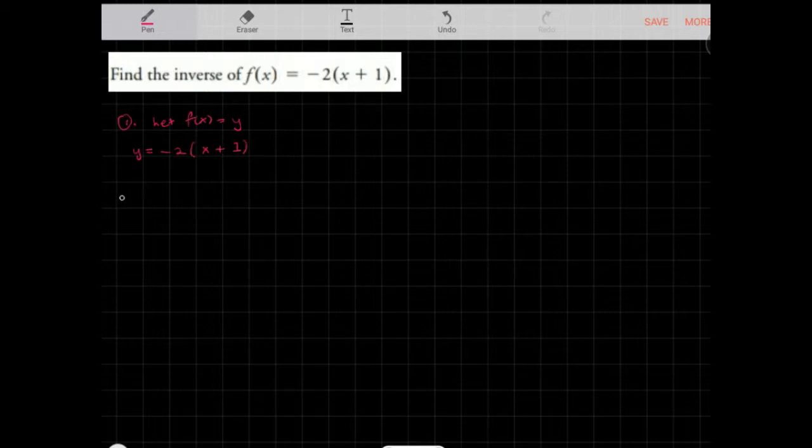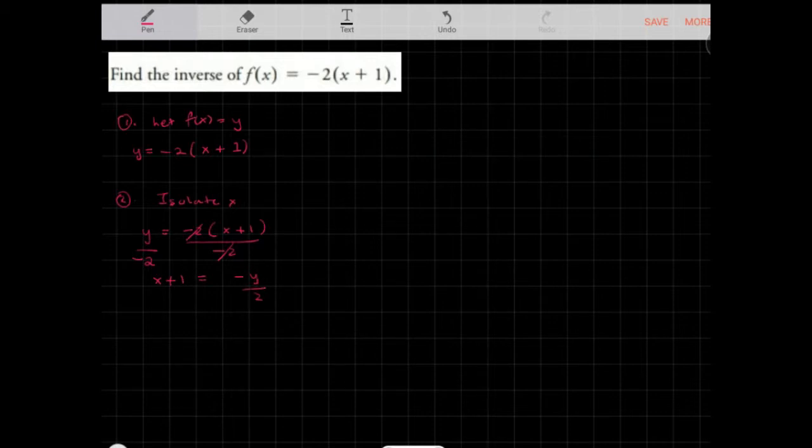And in the second step, what you want to do is isolate for x. If you want to isolate x, you want to get x by itself. So to get x by itself, I'm going to divide by negative 2 to the right side. Now whatever I do to one side, I'm going to do to the other side. So I'm going to divide the left side by negative 2. So you get x plus 1 is equal to negative y over 2.